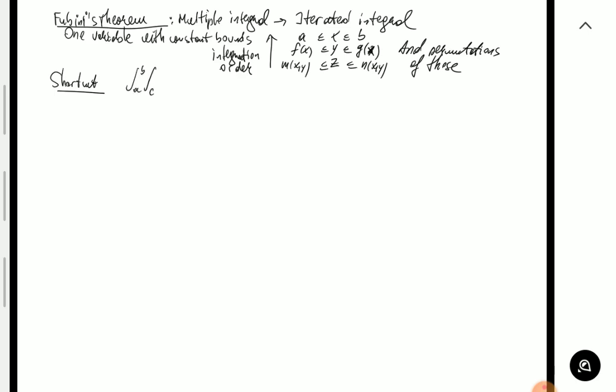you have constant bounds all over the place, and then your function to integrate is a product of functions in x, let's say m of x, n of y, p of z, dV. That's kind of a mess, sorry.